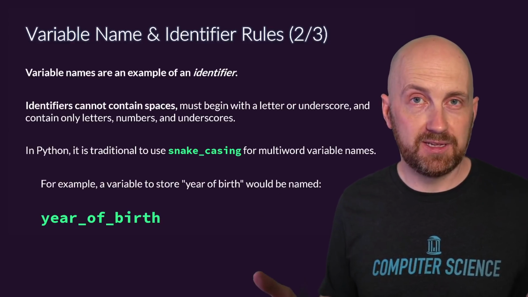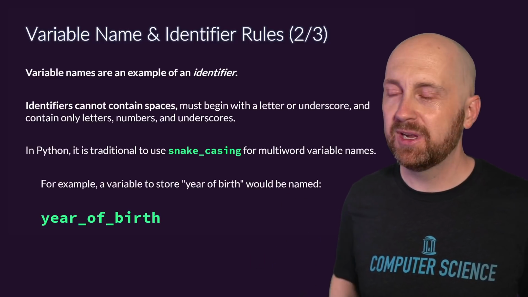Notice we're not surrounding these in quotes. If we surrounded these in quotes, we would have a string value. We can come back and play with that.